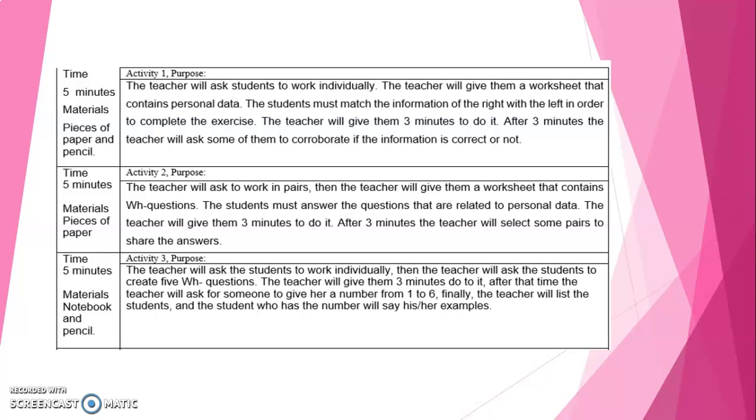For the third and last activity, the teacher will ask the students to work individually. Then the teacher will ask the students to create 5 WH questions. The teacher will give them 3 minutes to do it. After that time, the teacher will ask someone to give her a number from 1 to 6. The teacher will list the students, and the student who has the number will say his or her examples. Time: 5 minutes. Materials: notebook and pencils.